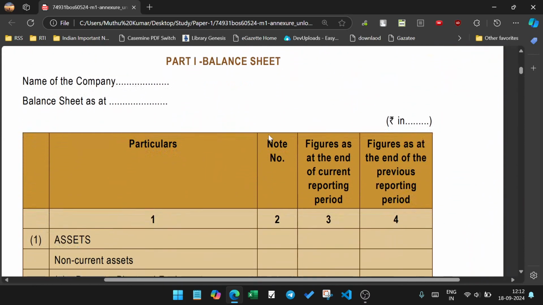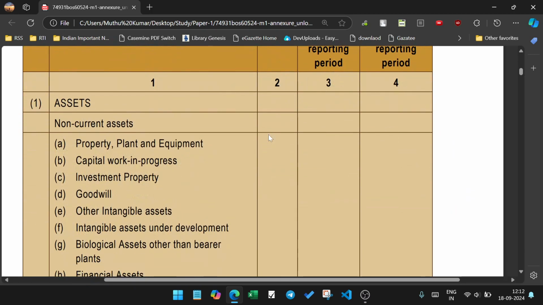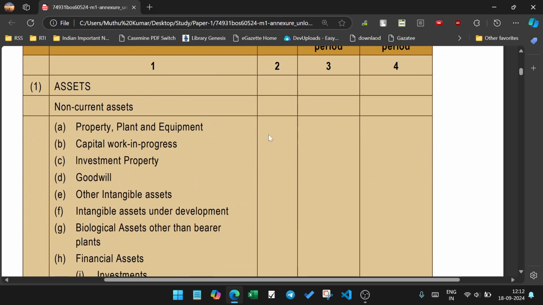First, the name of the company, balance sheet as on the date. Particulars, notes, figures at the end of the current reporting period, figures at the end of the previous reporting period. Assets: non-current assets. First, the non-current assets.